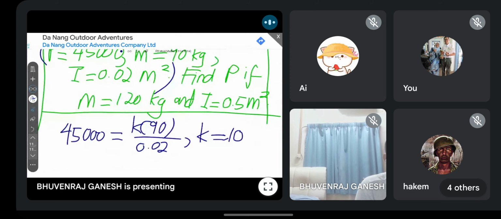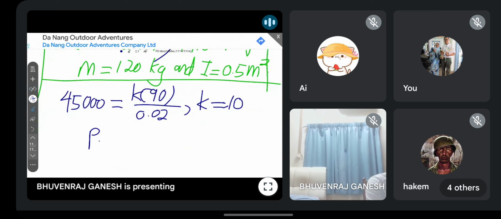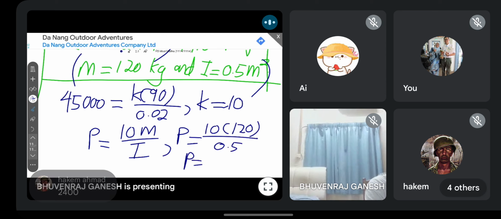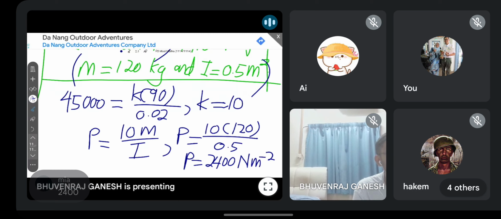After you get K equals to 10, kamu tulis balik rumus dengan nilai K yang kamu dapat. You write back the whole formula with the K value. Then you read the second part. Okay, M is 120, I is 0.5. They ask you to find the P. So 10, 120 over 0.5. So you press calculator. Yes, you should get P equals to 2,400 Newton per meter square.